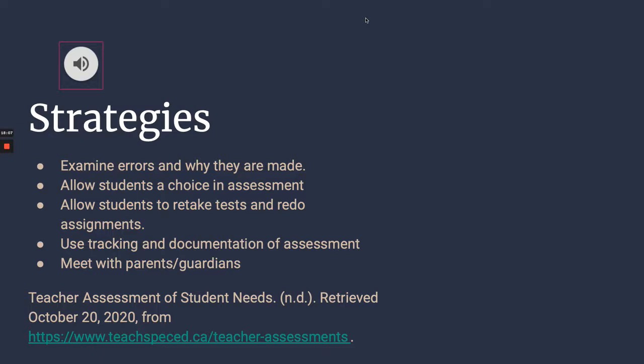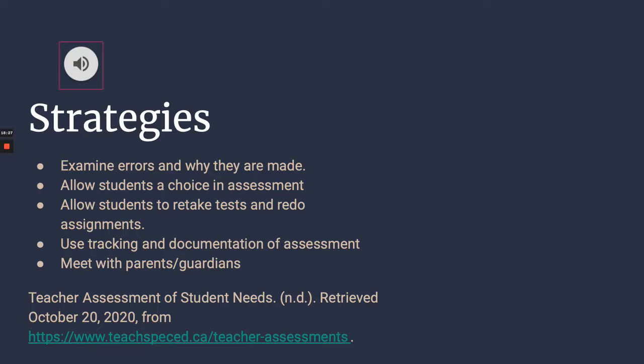For strategies, you want to examine the errors and why they were made and use this information to direct the next steps in teaching. Give students the opportunity to make a choice in assessment options, allow for retaking of tests or improve their assignments to demonstrate improved learning.